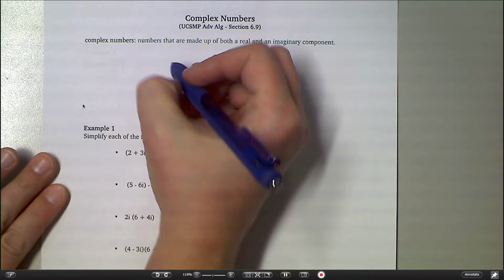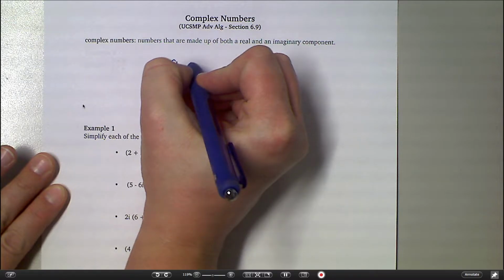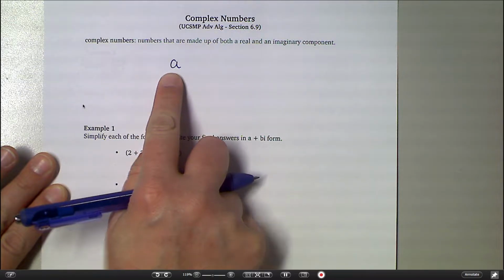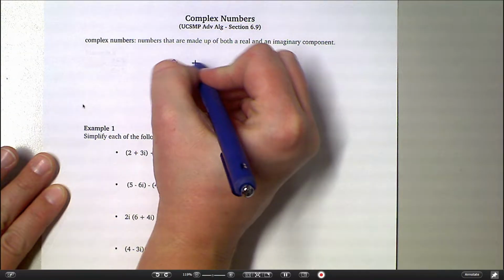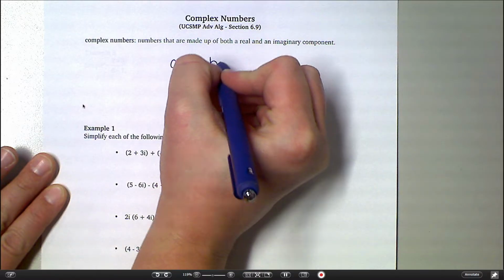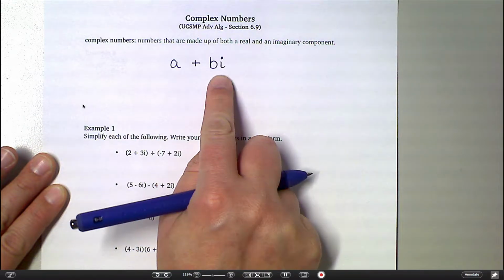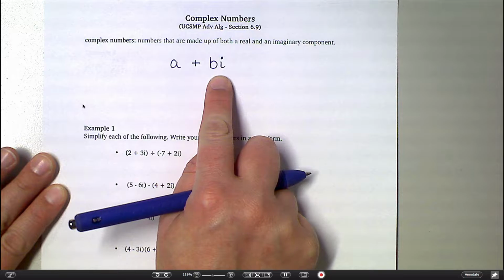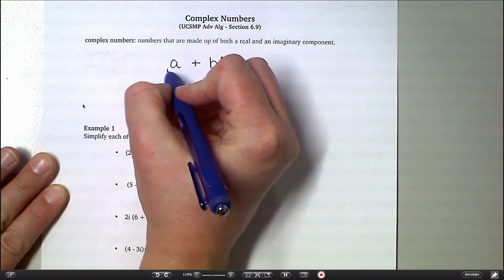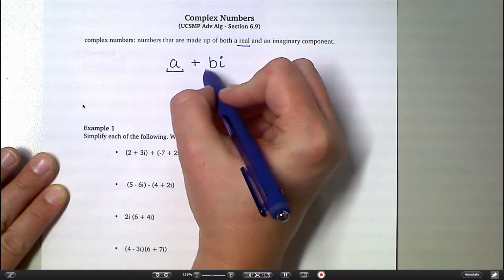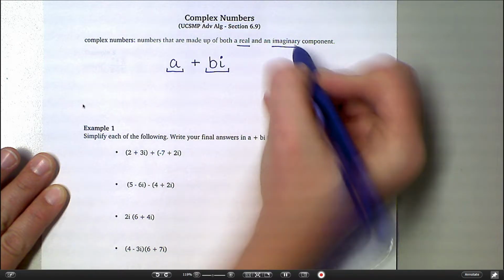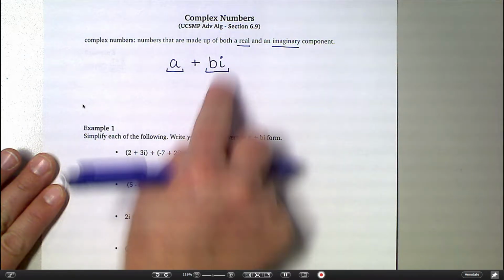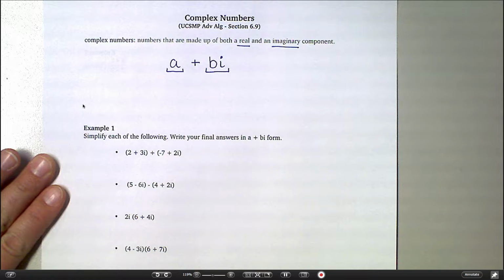Here's what complex numbers look like. It's a real number, which we use a to represent, plus or minus an imaginary number, and that's where that i comes from, is the imaginary number. So we have a real component and we have an imaginary component, okay? And so this expression right here is what's called a complex number, okay?